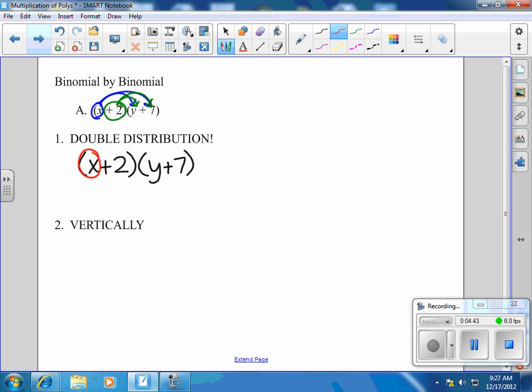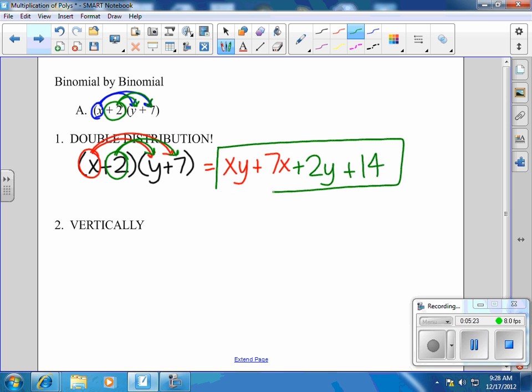So let's just take our x. And this x has to multiply by everybody in the second polynomial. So x times y will give me xy. And then x times 7 gives me 7x. And now that we've distributed the x to everything, we need to distribute the 2 to everything. So we get 2 times y, or 2y, and then 2 times 7, which is 14. Double check to see that we can't simplify anything else. Xy can't be combined, the x and the y can't be combined, and 14 can't go with anything. So we're done.